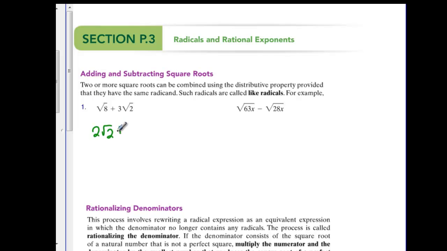So 2 root 2 plus 3 root 2. What this is saying is I have 2 root 2's and I have 3 more root 2's. It's no different than I have 2 apples and I have 3 apples. How many do I have total? Yeah. So 5 root 2. So like I said, they can be a little bit tricky.